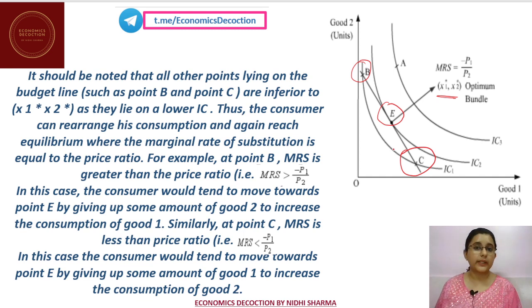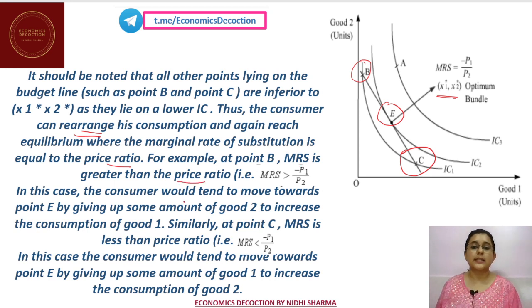As I have already told you in my previous video, a higher indifference curve represents a higher level of satisfaction. So this consumer equilibrium at point E is achieved at IC2, a higher indifference curve, while point B and point C are on a lower indifference curve, that is IC1. Thus, the consumer can rearrange his consumption and again reach equilibrium where the marginal rate of substitution is equal to the price ratio. For example, at point B, MRS is greater than the price ratio.